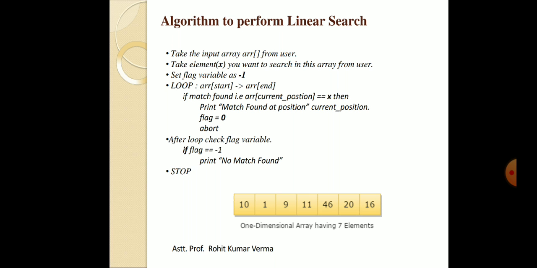Then we are proceeding to our next location. Now we are moving to the first location. In the first location we are finding an element that is 1, which is also not equal to 46. Again, our search is unsuccessful.